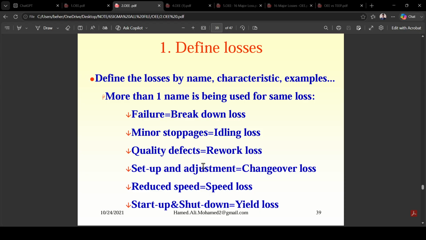More than one name is being used for the same loss: failure or breakdown losses, minor stoppage or idling losses, quality defect or rework losses, setup and adjustment or changeover losses, reduced speed losses, startup or short-term field losses.